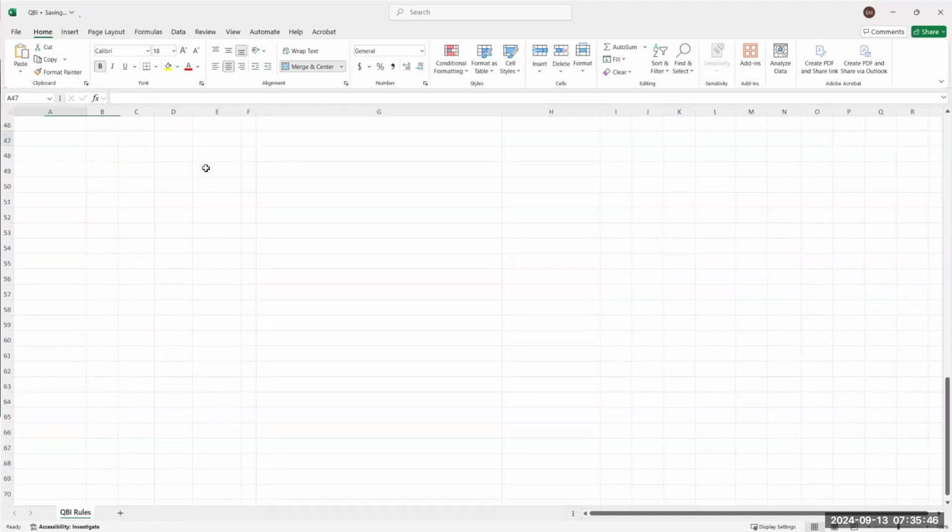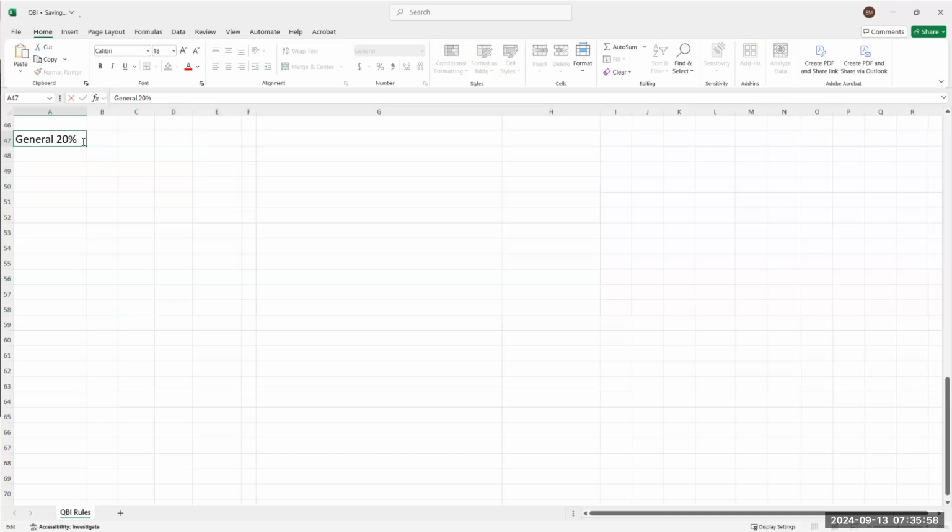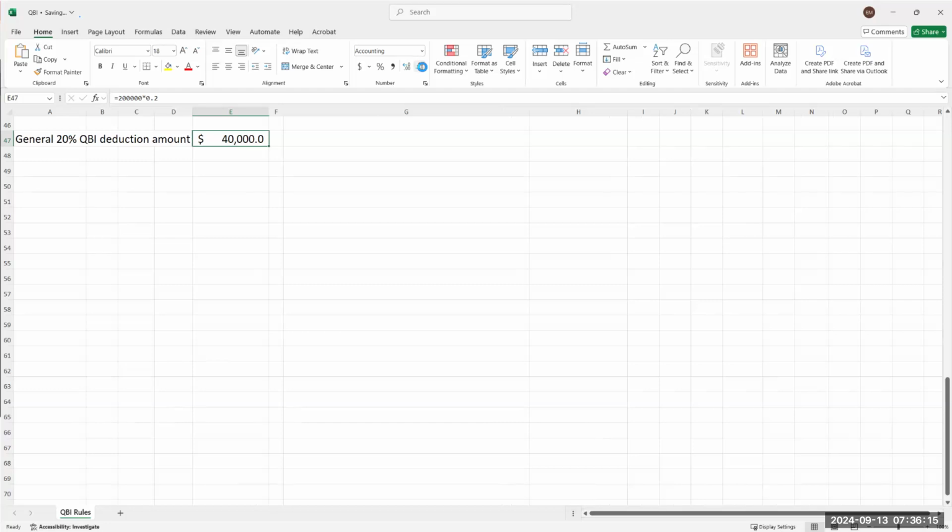All right, so I just started fresh here. So we have the general 20%. I'll make this a little bigger. So we have the general 20% QBI deduction amount, which we know is 40,000. How did we get that? It was 200,000 of QBI income multiplied by 20%, which gave us the 40,000. And then next we have to subtract the W-2 wages / capital investment limit.